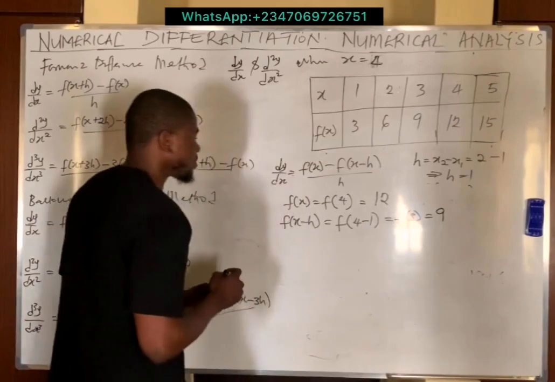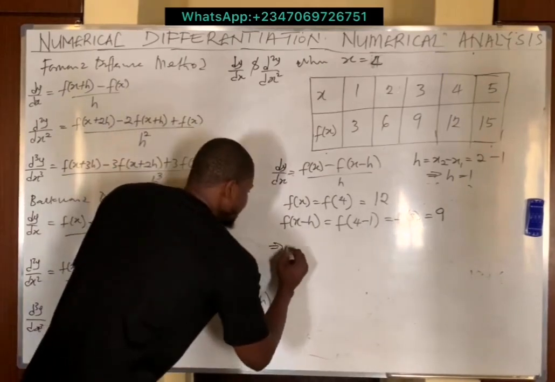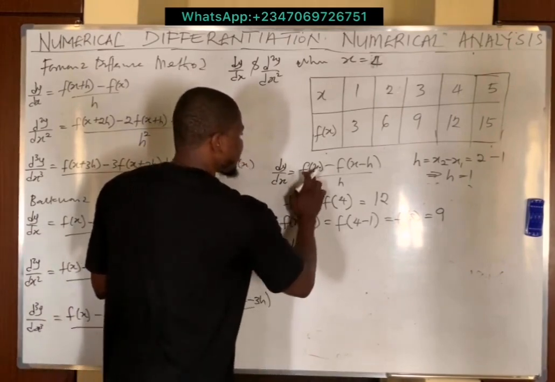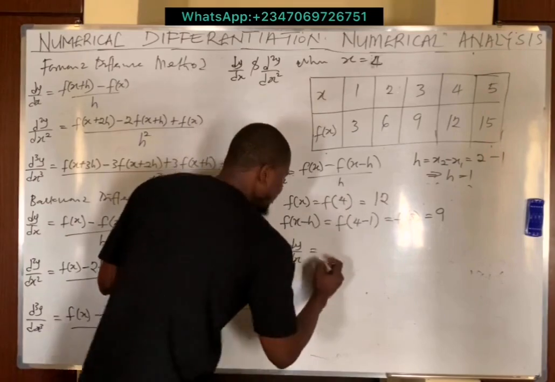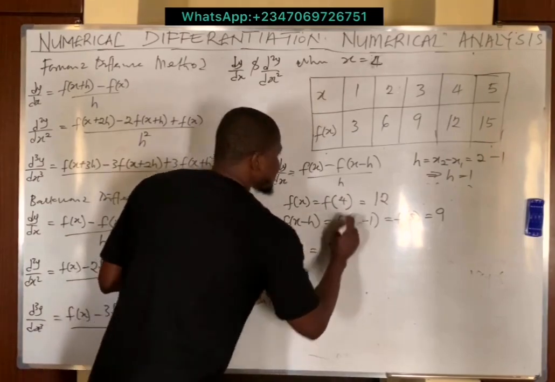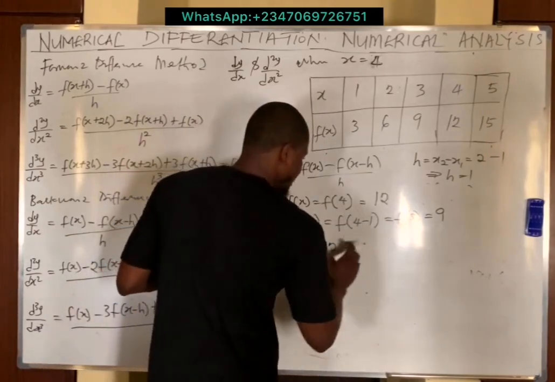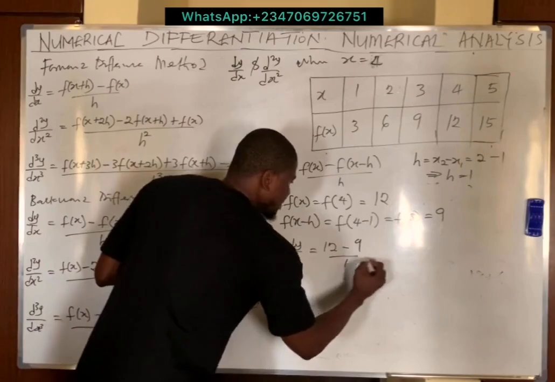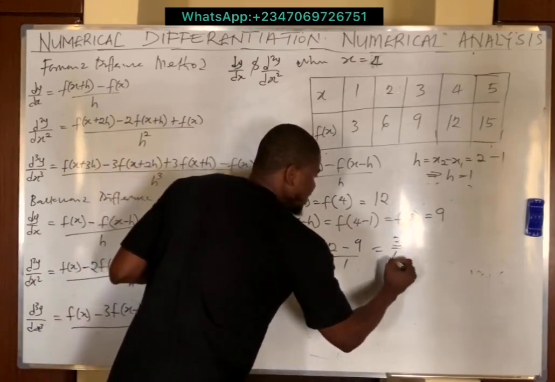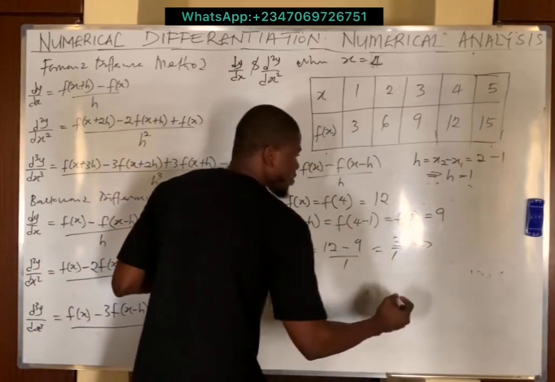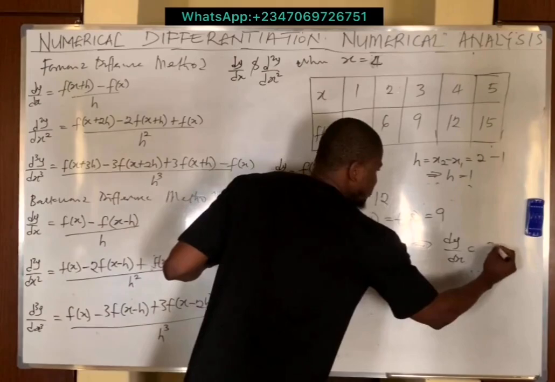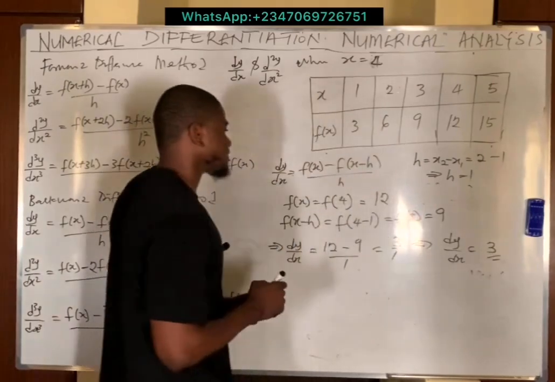So you compute your derivative. This simply implies that dy over dx is going to be equal to f of x, which is f of 4, 12, minus f of x minus h, which gave us 9. So that's 12 minus 9 all over 1, which is actually 3 divided by 1. So this implies that for the backward difference method, dy over dx is equal to 3. And you have this.